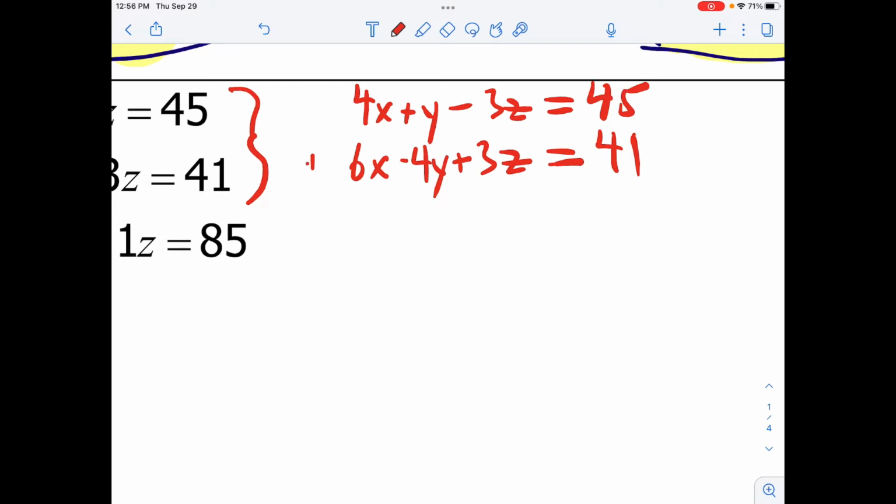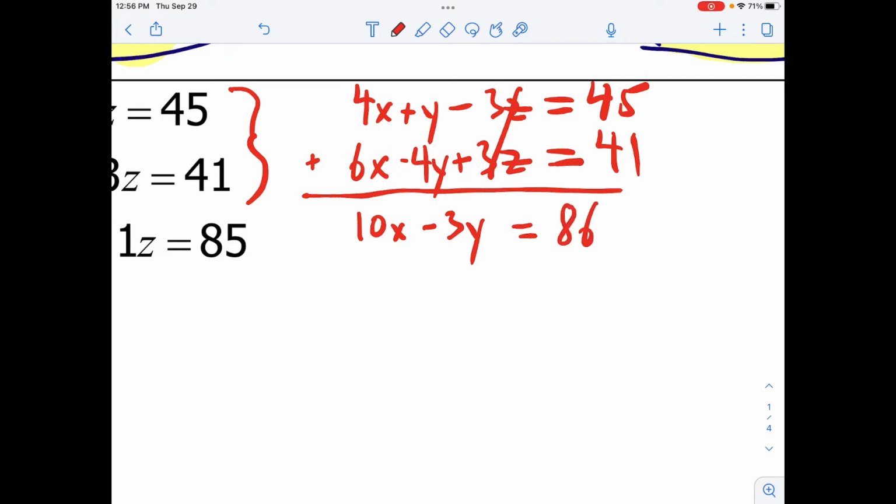So let me add 4x plus 6x is 10x. -4y plus positive 1y is -3y. And then these 2 are going to cancel out. So this gives me 45 plus 41, which is 86. 86, okay?